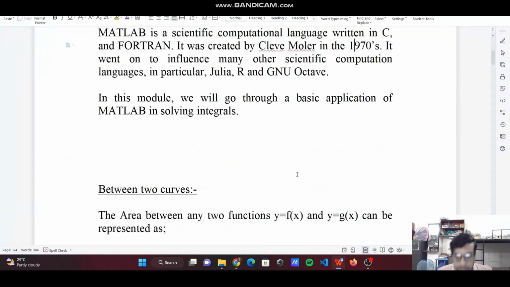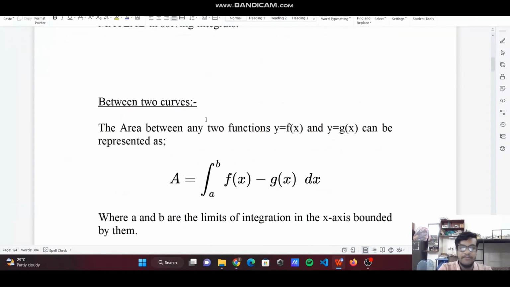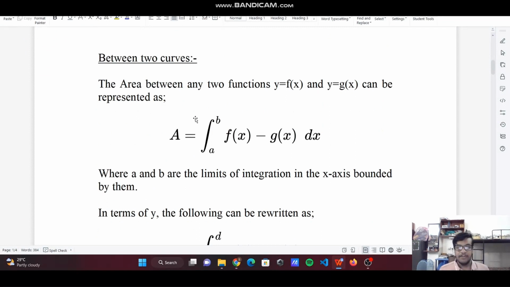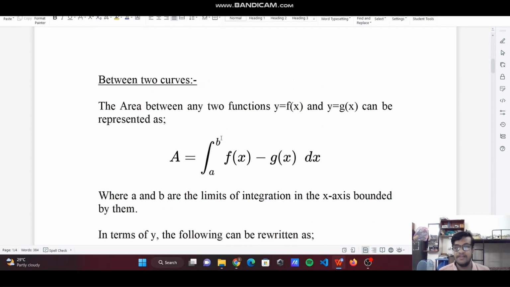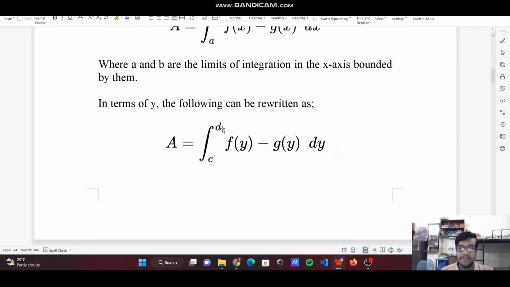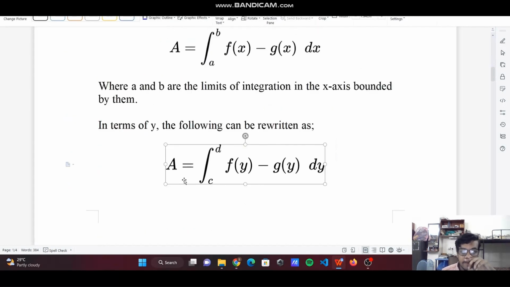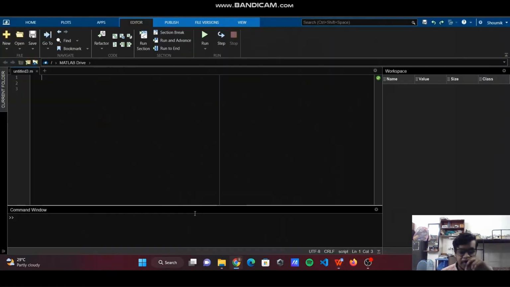First of all, we know that area between any two functions f of x and g of x can be represented as A equal to integral from b to a of f of x minus g of x. Now this b to a is the limits of x where the function extends. This limit can be obtained by equating f of x and g of x. So it's not really that tough of a concept, I think. Now we also know that in terms of y it can be rewritten in the following manner. Now let's get to the code directly without wasting much time.